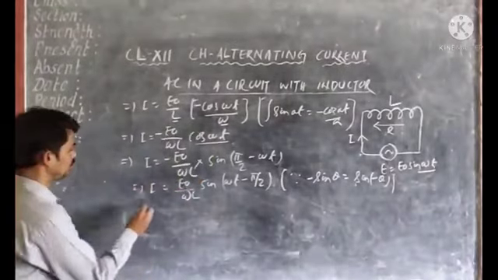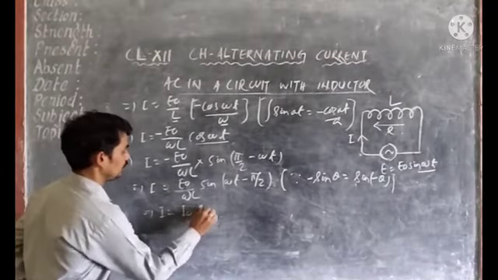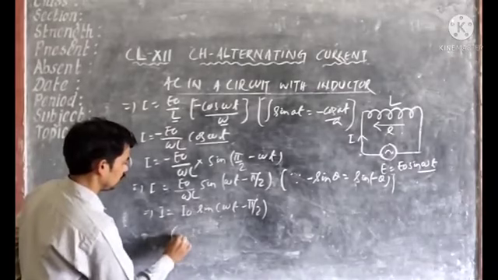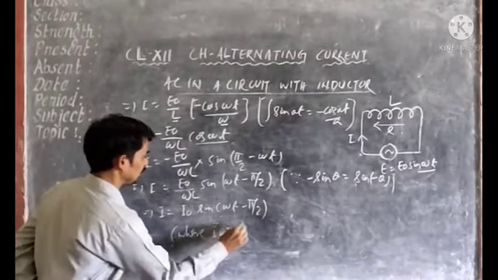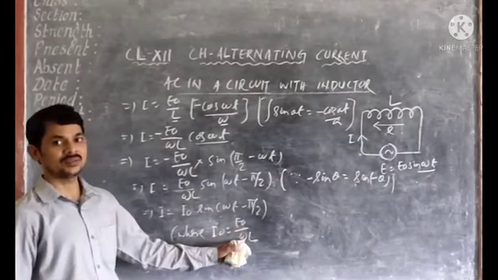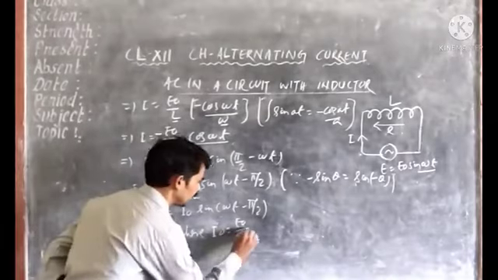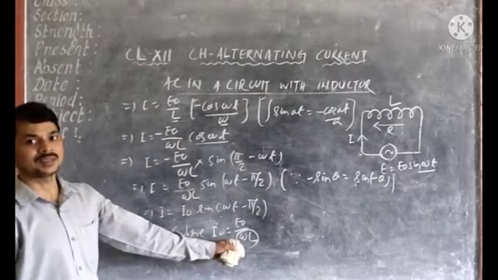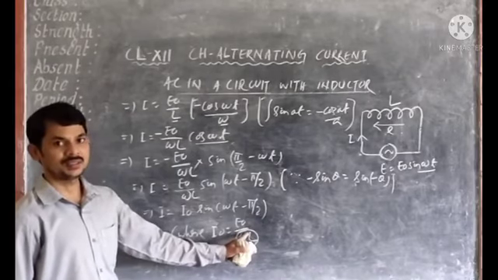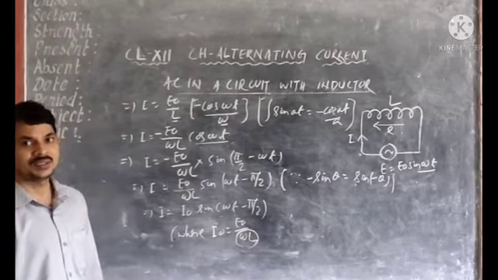Then this equation can be further written as I is equal to I naught sin omega t minus pi by 2, where I naught is equal to E naught divided by omega L. If you notice here, I is equal to E by R, because we know that I is equal to E divided by R. So the denominator part represents some resistance offered by the inductor, and that resistance is known as inductive reactance. Resistance offered by the inductor is known as inductive reactance.